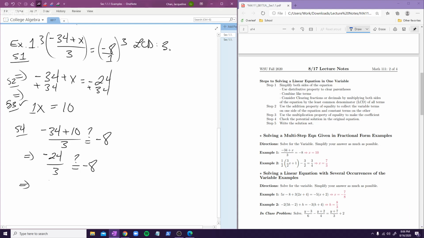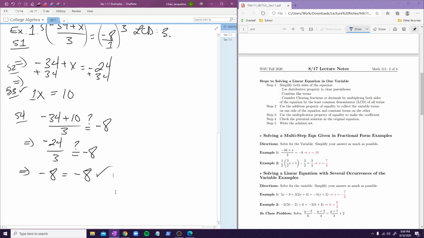Alrighty, and then negative 24 divided by 3, that is negative 8. And what do you know? This is equal to negative 8. So what does that mean? That means that x is equal to 10 is our solution set. So step 5, okay, our solution set is 10.